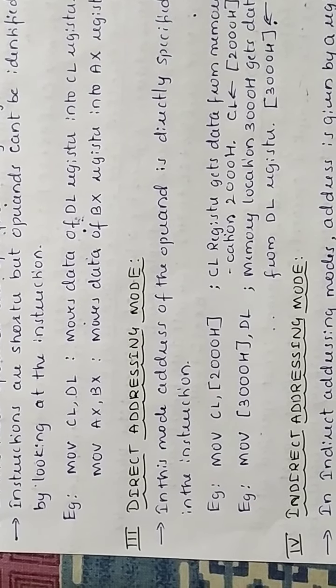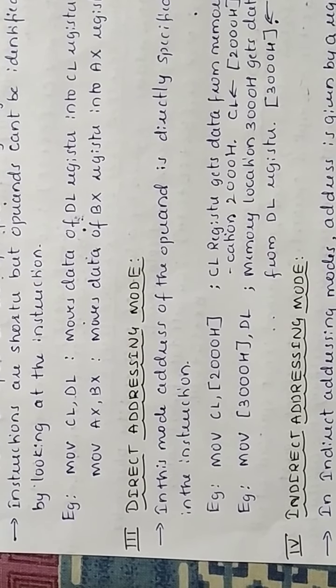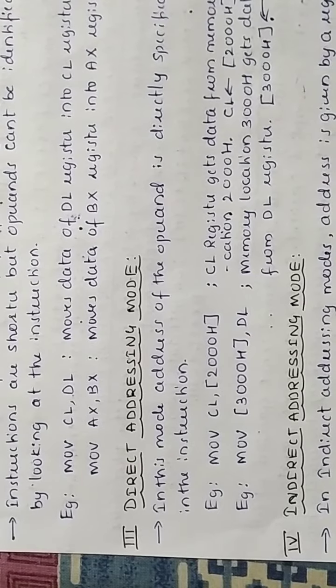Then the fourth one is indirect addressing mode. In indirect addressing modes, addresses are given by a register. The register can be incremented in a loop to access a series of locations. There are various subtypes of indirect addressing mode, and we'll study them one by one now.